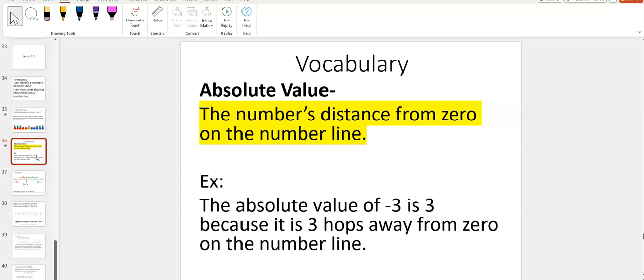And then below it is an example. The absolute value of -3 is 3 because it is 3 hops away from 0 on the number line. Now you do not have to write the example down, but it is a wonderful thing to write down so that if you're ever confused, you can go back and check it out.